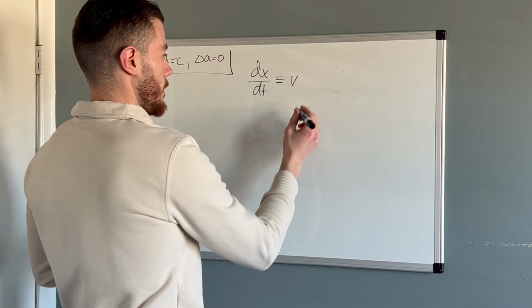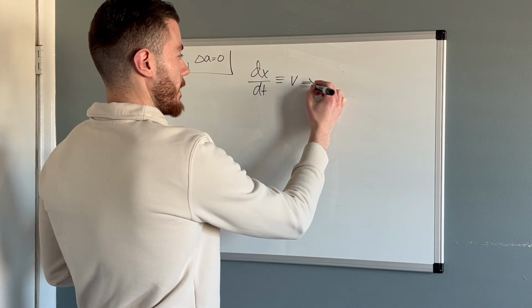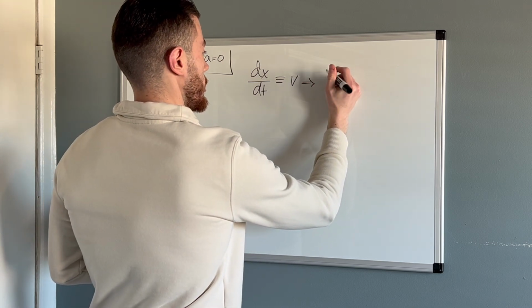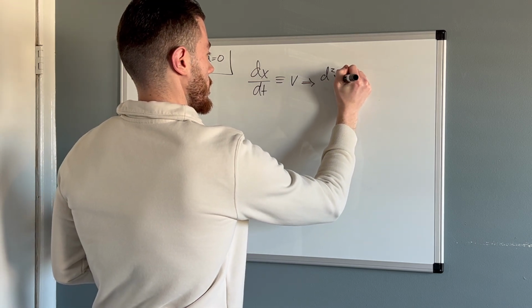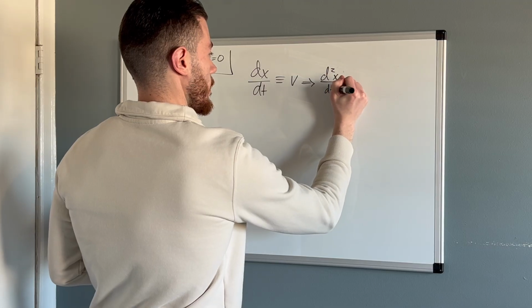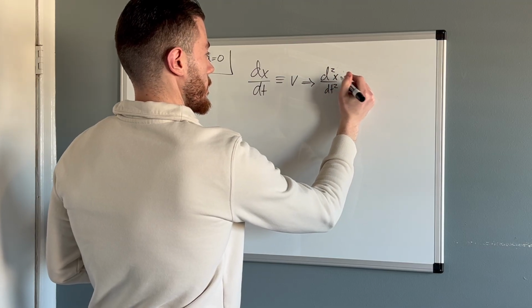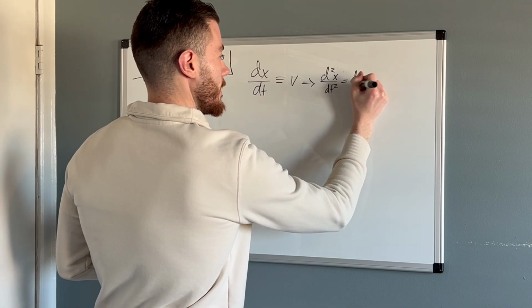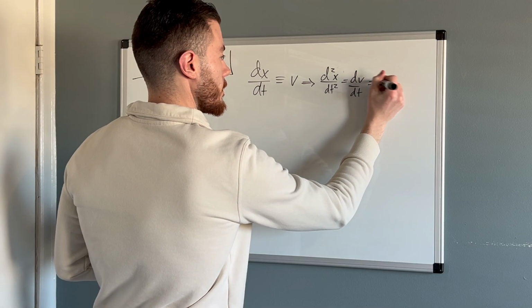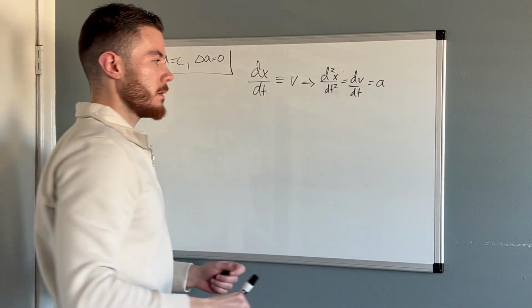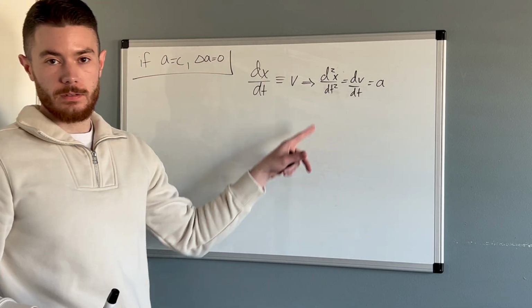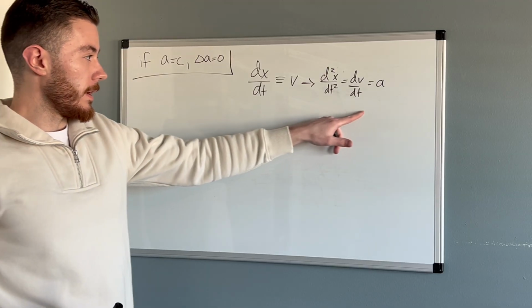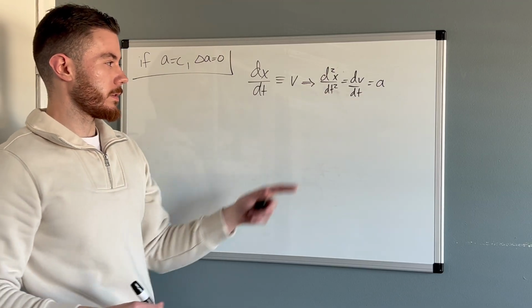Now we can take a second time derivative of the position. So d squared x dt squared, which is equal to dv dt, gives us the acceleration. So the time derivative of the velocity is equal to the acceleration. We know all this. This is just the definition of what acceleration is.